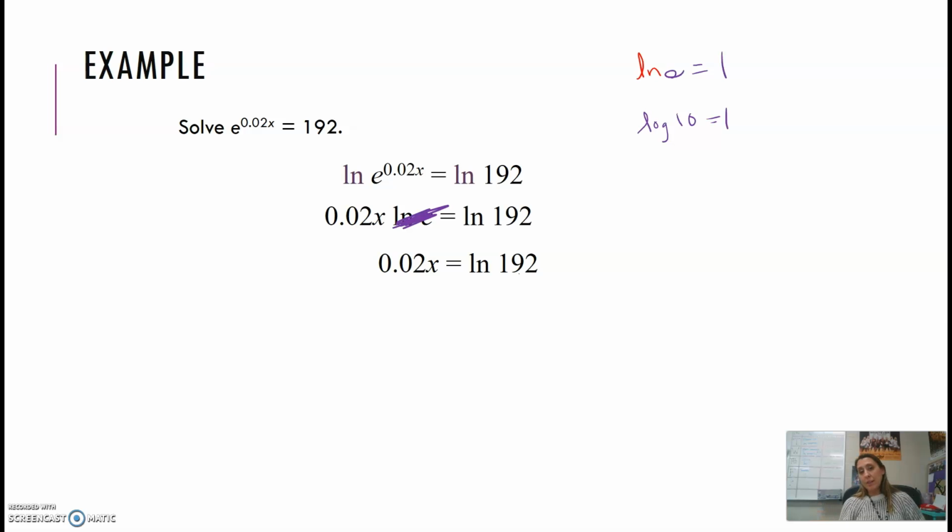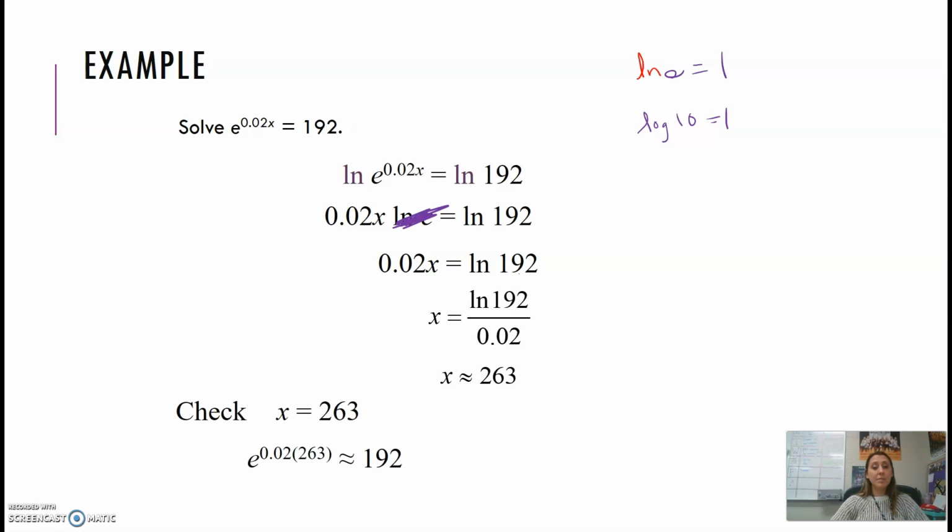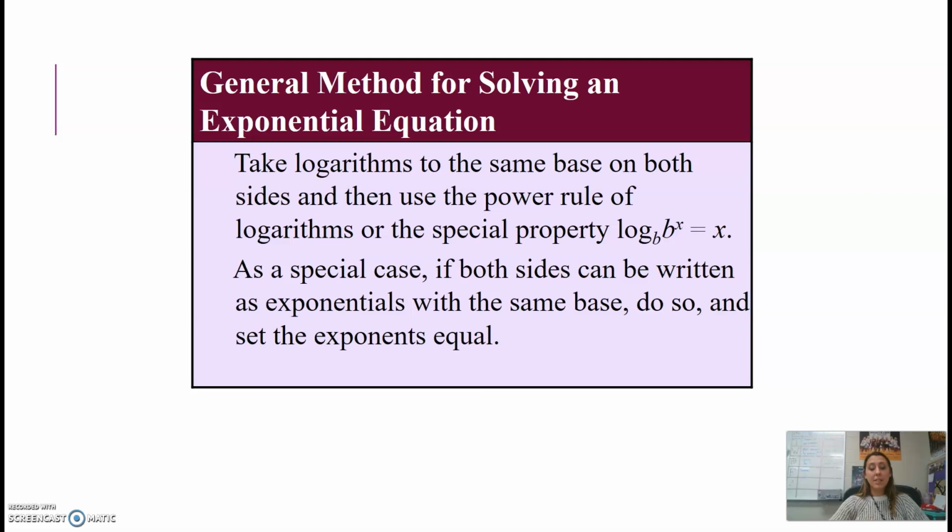Well, now how do we get x by ourselves? Well, we divide both sides by 0.02, and guess what? That's what we get. And if we plug that in our calculator, we get about 263. We will always tell you what to round to, so you don't have to guess, but this one is about 263. We're going to plug it in. It does work, so that is our answer.